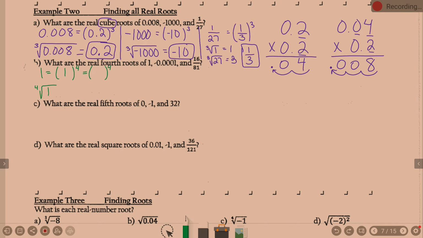Now, taking square roots of bases, or of powers, excuse me, is a little bit different. You want the shortcut? Why would anyone choose the long one? The shortcut that will always work: if we're doing the square root of x to the 8th, we're going to take the 8 and divide by 2 because it was a square root.